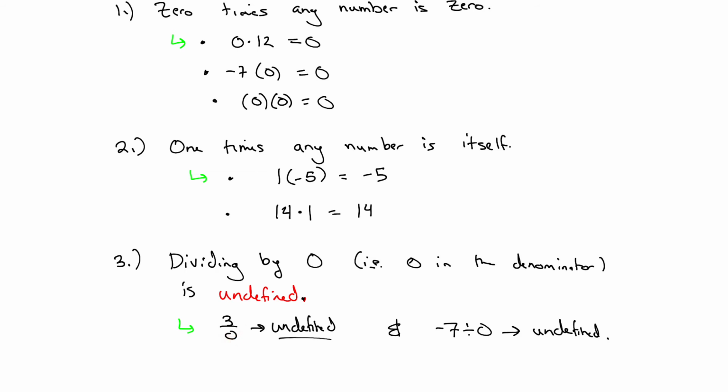How many times does 0 go into 3? It's impossible. No matter how many times you iterate 0, you're never going to get up to 3. So that's the reason why. But that's the next property. So property 4, 0 divided by any non-zero number is 0. So if 0 is on top, then it's going to be 0.